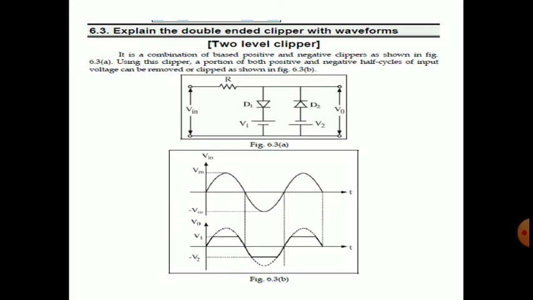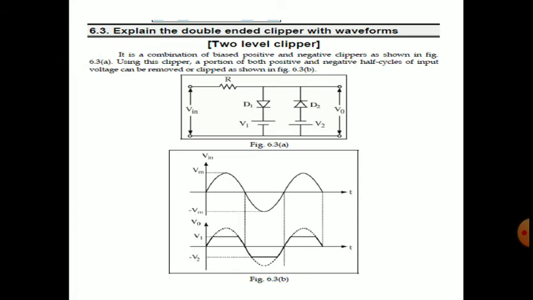Right? And the parallel circuits will have the same voltage if there is no inter-node element. So we can replace D2 V2 with V1. So for the V input greater than V1 condition, during the positive half cycle, we can have V output equal to V1.